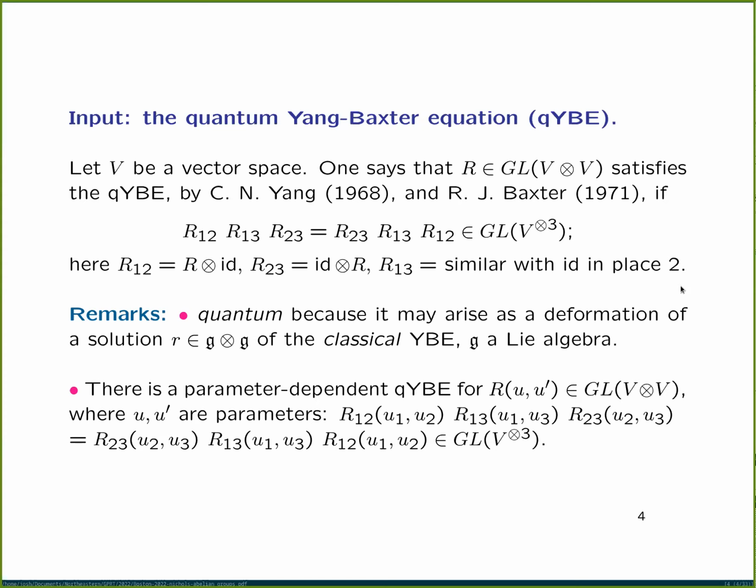This is called quantum because there is another equation called the classical Yang-Baxter equation, and this classical Yang-Baxter equation sometimes can be quantized to a solution of the quantum Yang-Baxter equation. And there is also a parameter-dependent quantum Yang-Baxter equation, which I did not talk about in this.